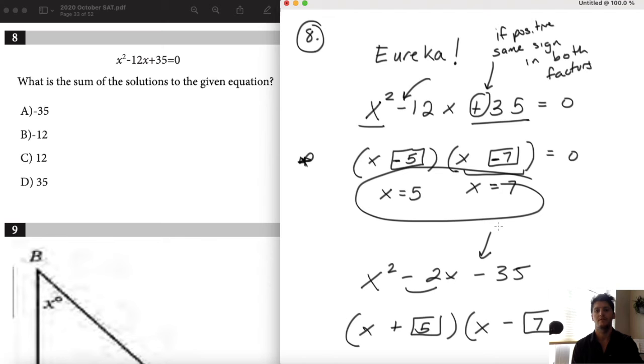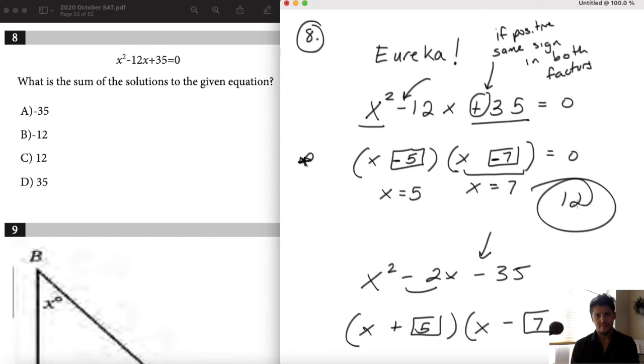Positive 5 and positive 7 gives us a 12. You might notice that that's just the negative b term, but if this was something other than a 1, then it wouldn't just be negative b. It's actually negative b over a. But that's kind of complicated, and there's no need to think that way for this question. You just got to do some factoring.